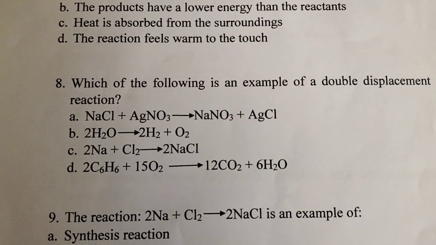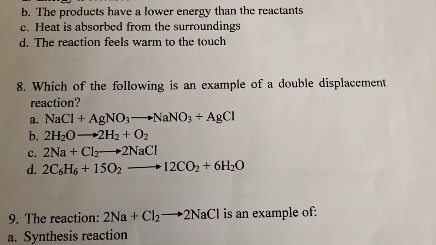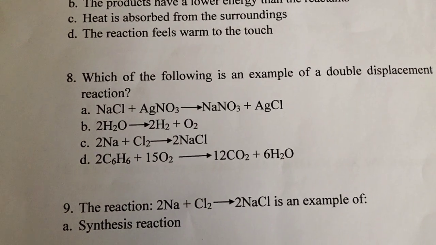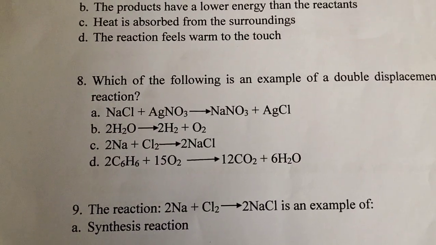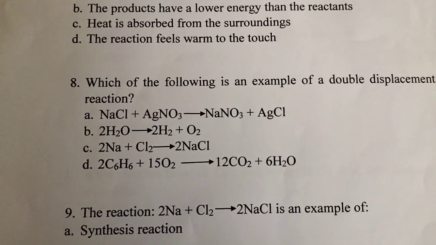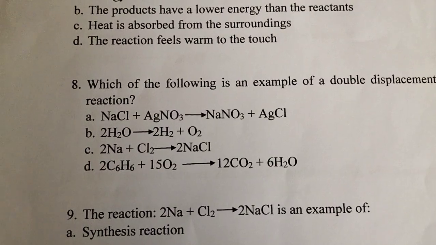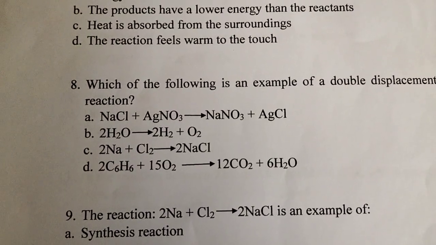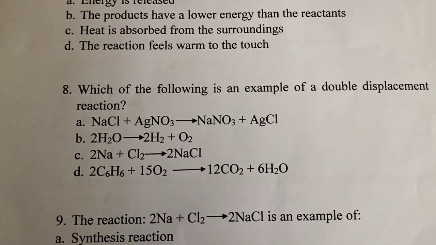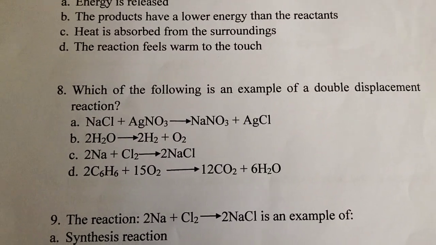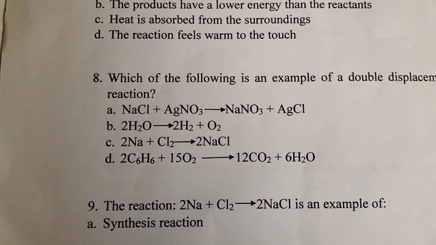Number 8. Which of the following is an example of double displacement reaction? I see the equations there. The answer is option A. Two reactants and two products. So you can see A is double displacement. In A, sodium displaces silver to take nitrate, while silver takes chlorine to give you silver chloride. So this is a double displacement reaction.